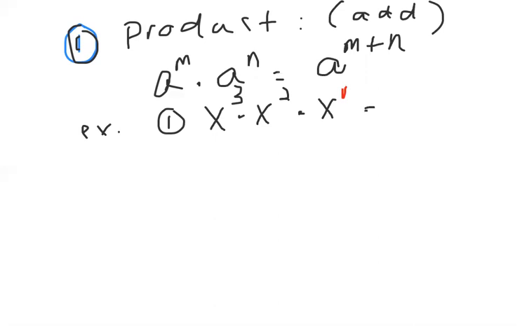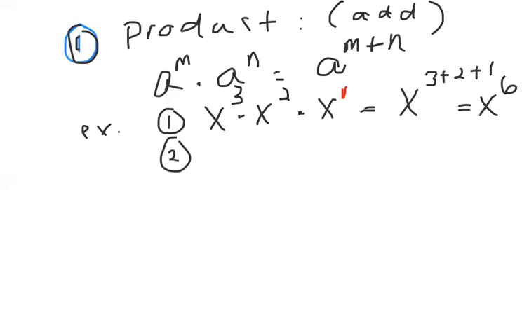So what you do is you keep the base x and then add the powers on the x's. 3 plus 2 plus 1. That's going to give you 6. That's the same thing as just counting it out, guys. You have 3 x's plus 2 more plus 1 more altogether. How many x's do you have? You have 6 of them. That makes sense, doesn't it?